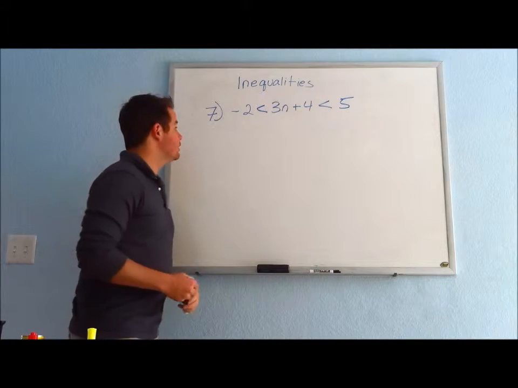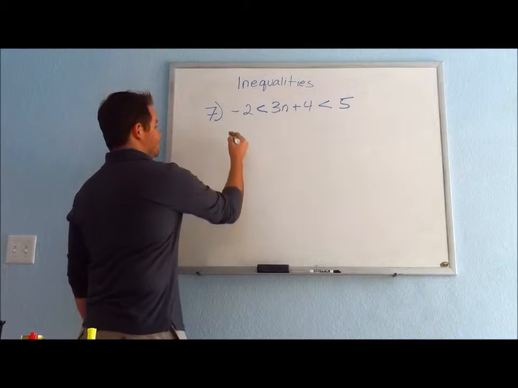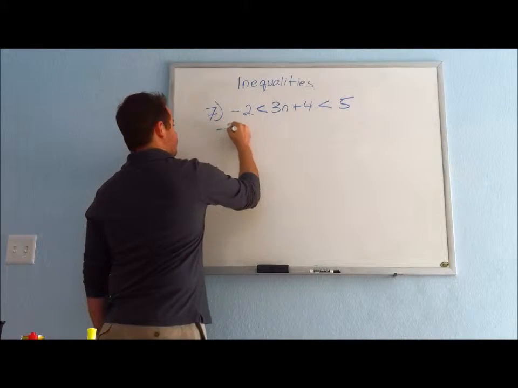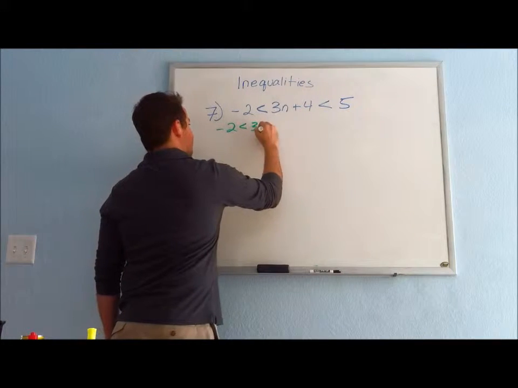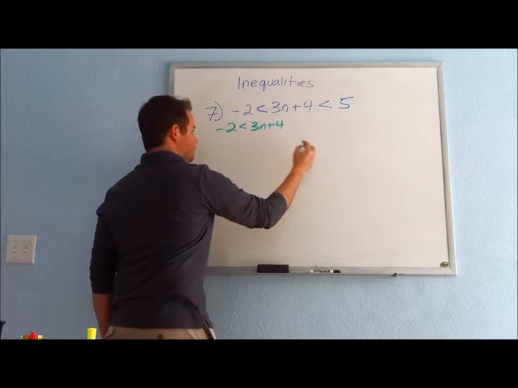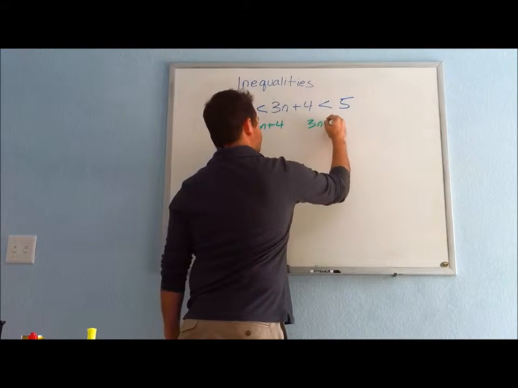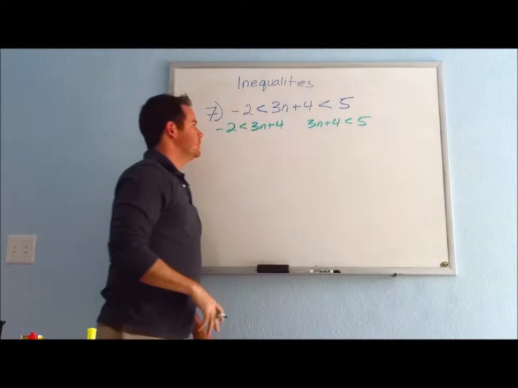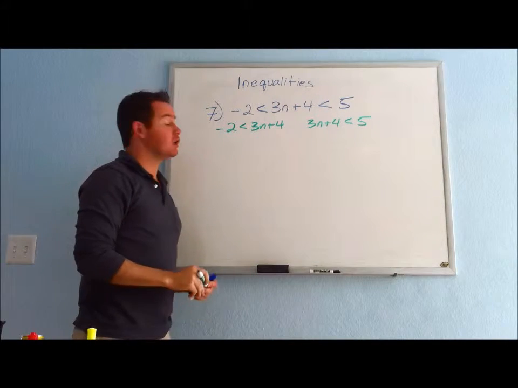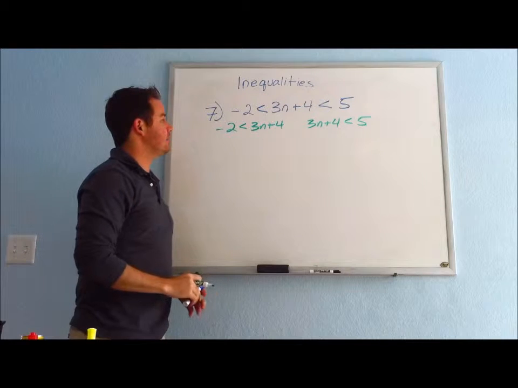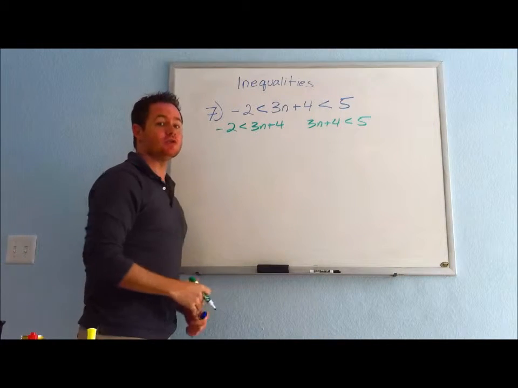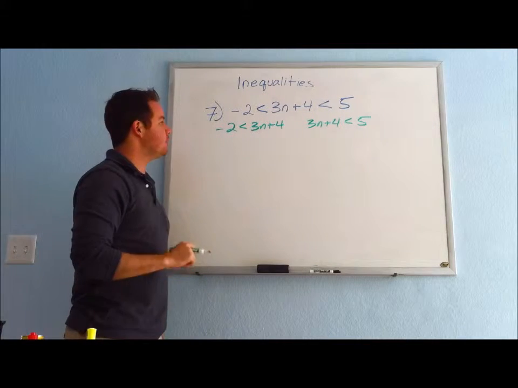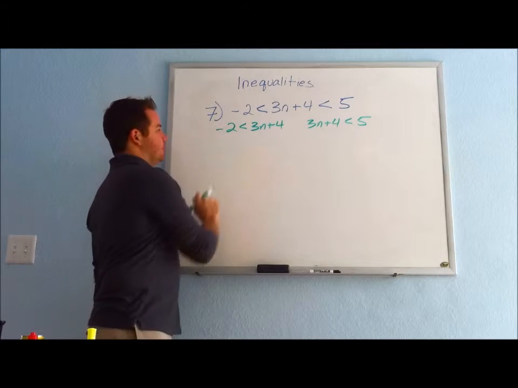and solve. So to rewrite this as two separate equations, we have negative 2 is less than 3n plus 4, and we have 3n plus 4 is less than 5. So we're simply taking the one long equation that we see at the top, and we're splitting it up into two parts. Now we can solve for n in both cases.